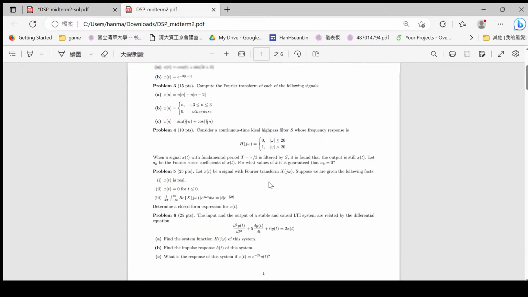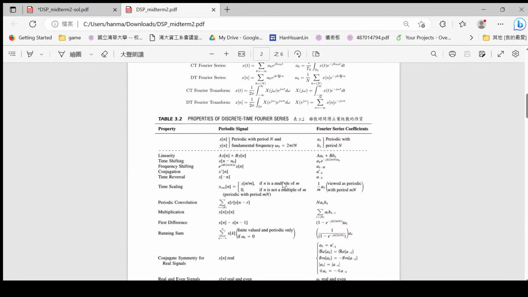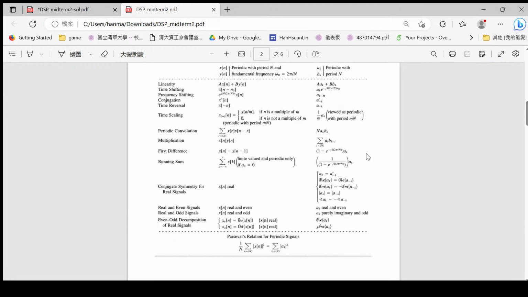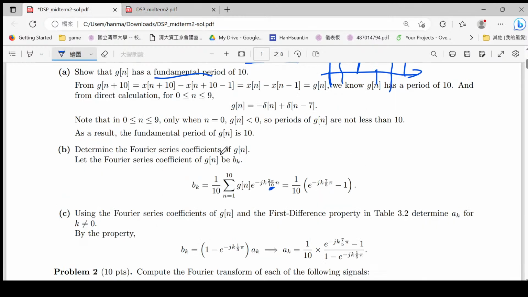So let's see our table here. So we have the first difference. If G is the difference of those, the coefficient of G will be 1 minus e to the jk omega, not the coefficient of x. Or you can just think about x as the running sum of G, and you will get this formula. It's just a back force of sensing.